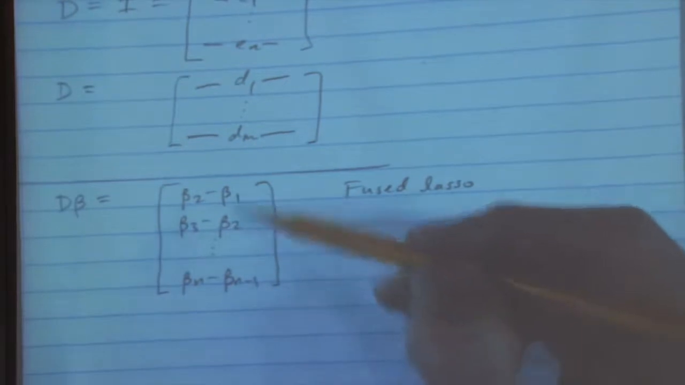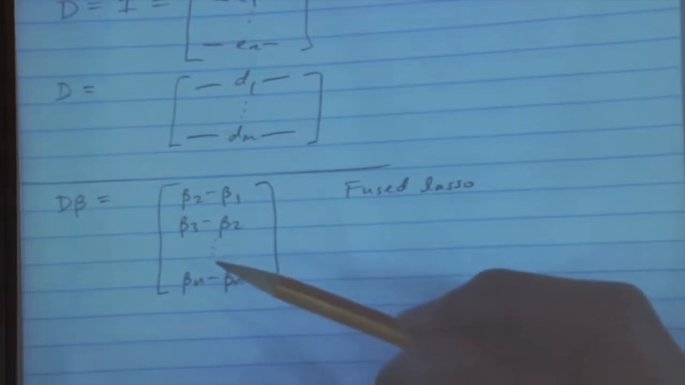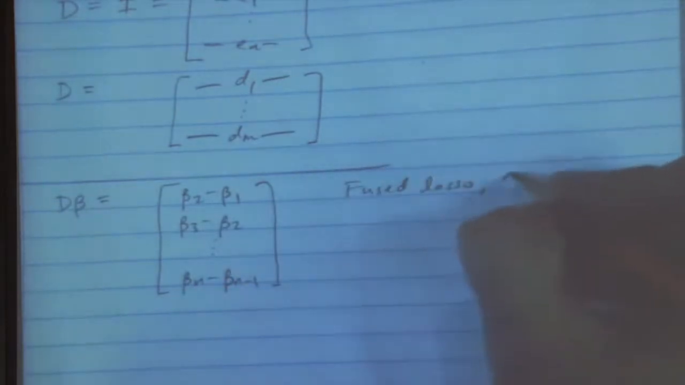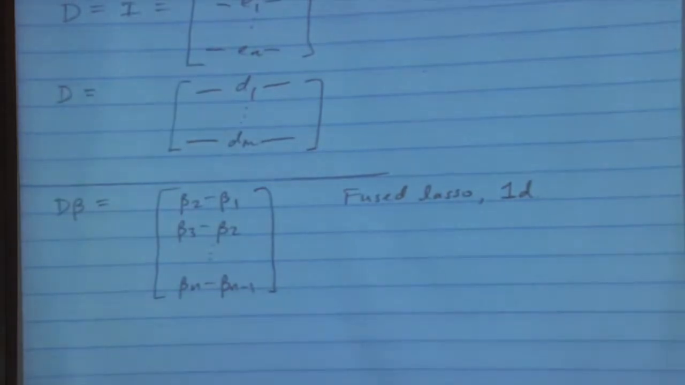So for this to be meaningful, there has to be some ordering to the components of beta, right? Otherwise, the differences between beta don't make any sense. So we apply this in problems where the ordering between the components is meaningful. And that's why it's called the 1D fused lasso, because we think about the components of beta living on a 1D structure, and they are ordered linearly from 1 to n.